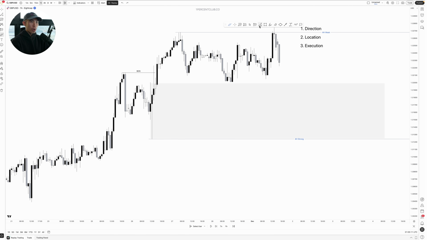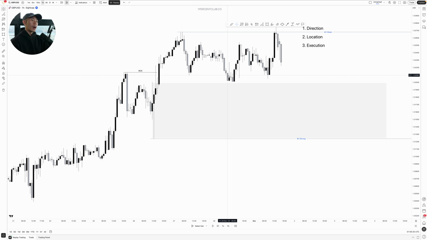And then there is also another demand zone right here-ish, right? But this one has already been broken, so this is quite irrelevant. All right, so this pretty much leaves us with this demand zone that we have marked up right here, which is also the extreme demand zone, okay?